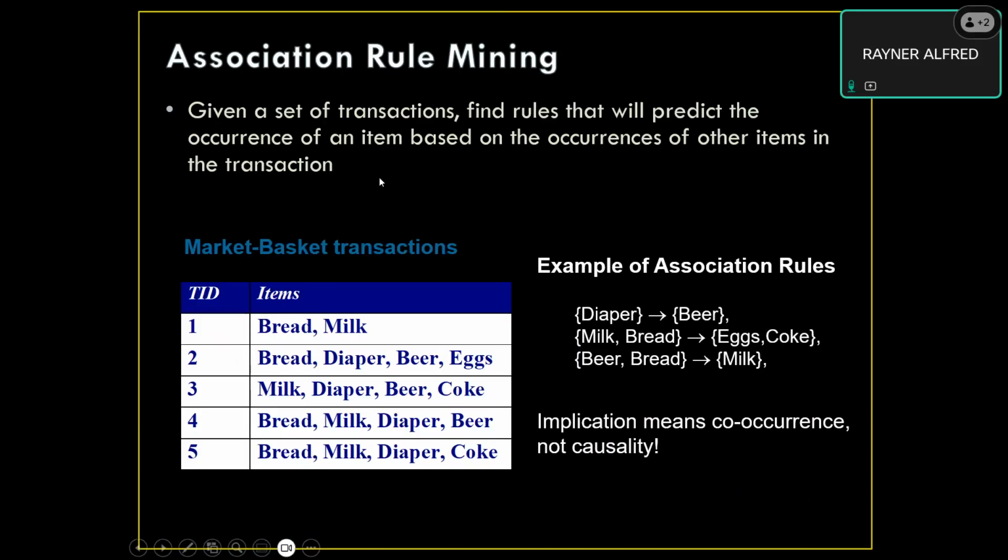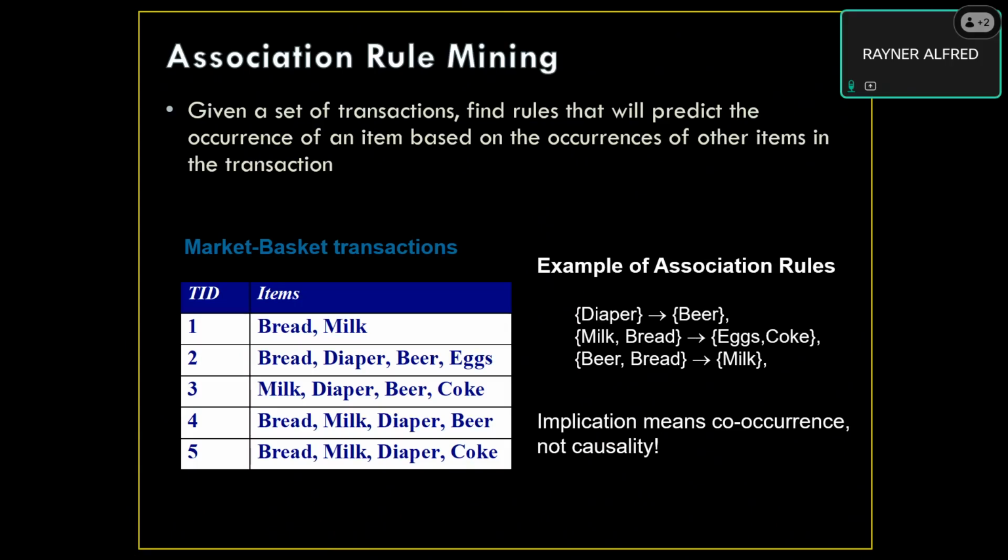Okay, so the last session for this course is talking about how we apply association rules in order to extract patterns or rules from our data. Normally this is used for market basket analysis.